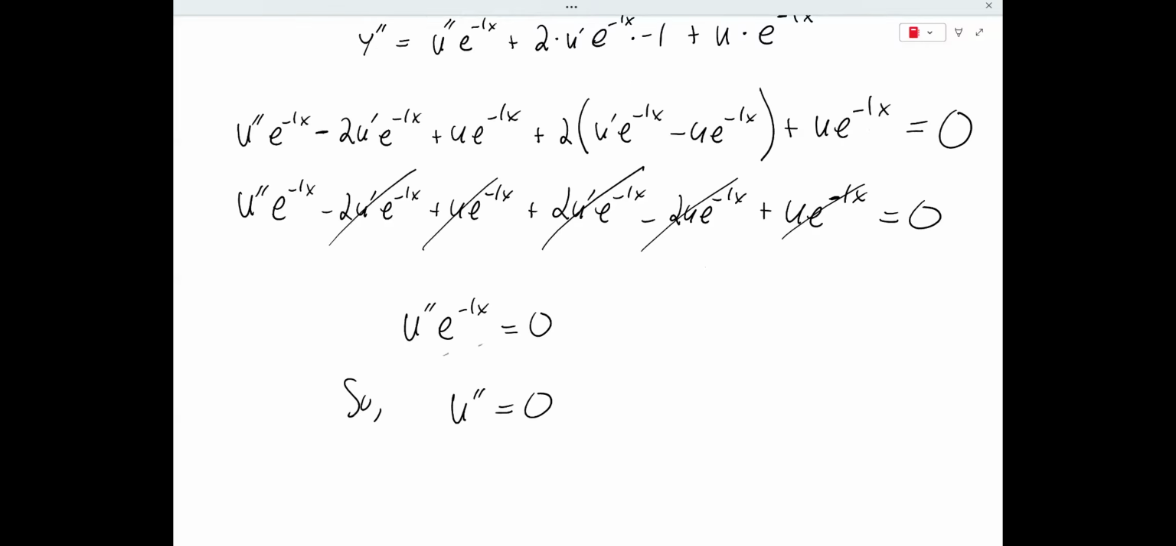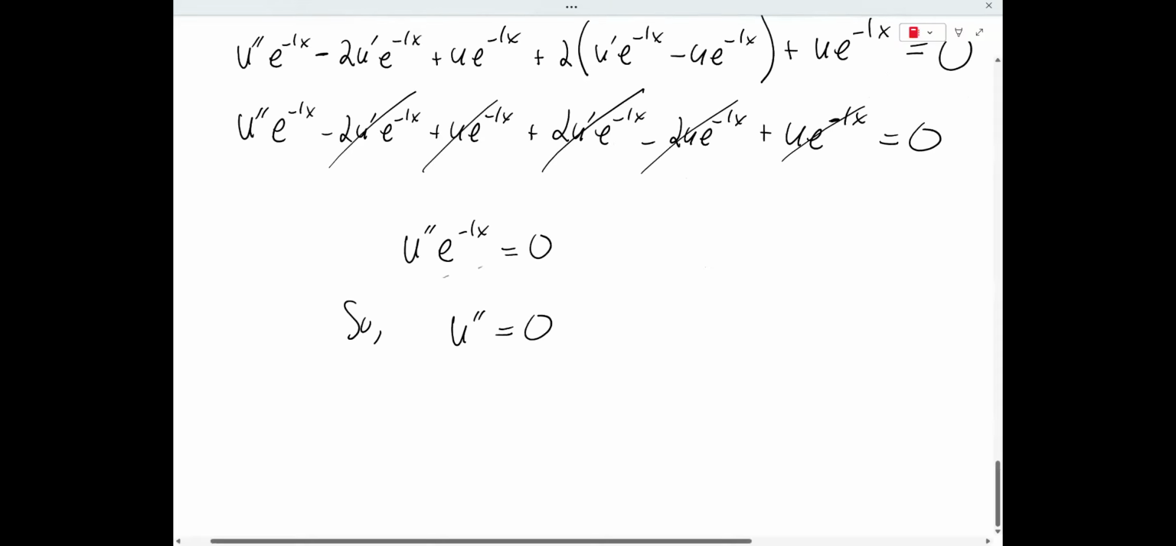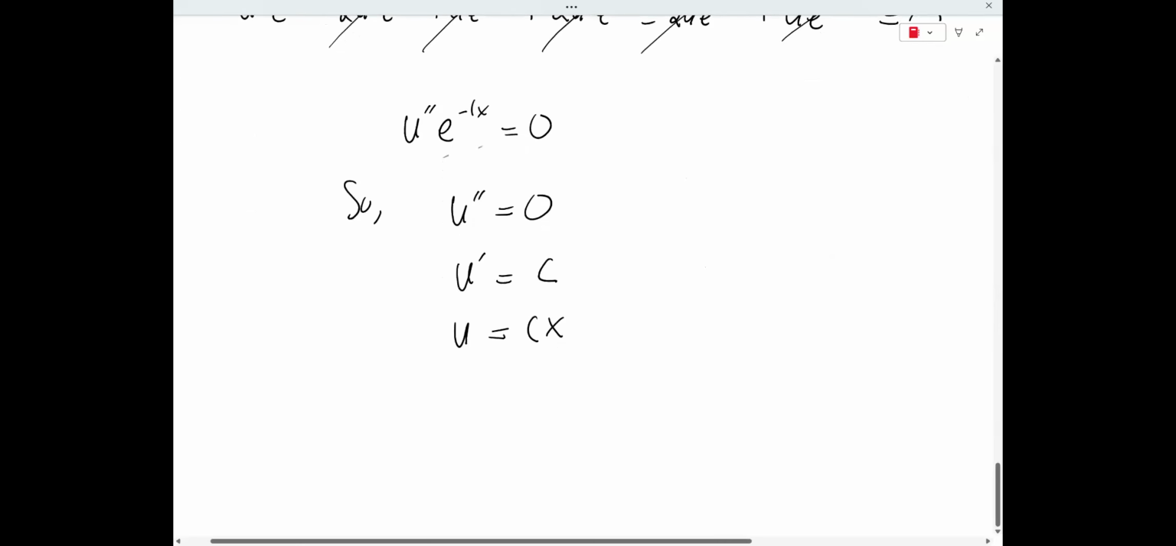So now we can learn about u here. Let's just do some antiderivatives. So that means u prime is what? u prime would be equal to a constant, call it c, for example. And then u would finally be what here? Cx, right? So you get Cx here. And by the way, we can let C be 1 here. I'll say C equals 1 will suffice for this.